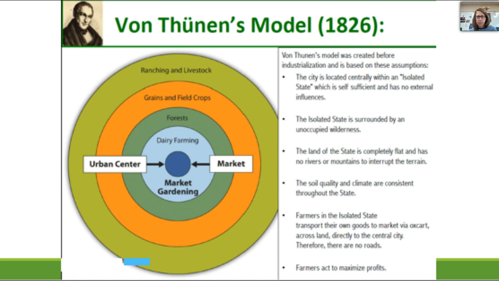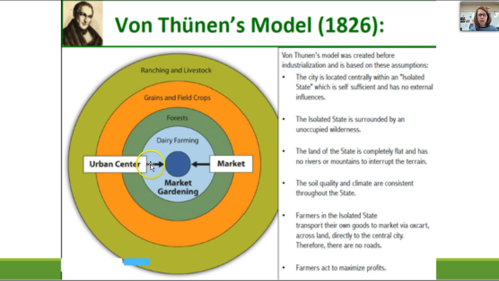So he basically said that if you take this in a perfect model, meaning that the soil is the same, that everything is the same throughout this entire area, and that it's just surrounded by wilderness, not by another city, you've got the market being extremely important for the location that you can sell your agricultural products. And this is an isolated state, so it's only going to be this one model. Farmers are going to act to maximize their profits.